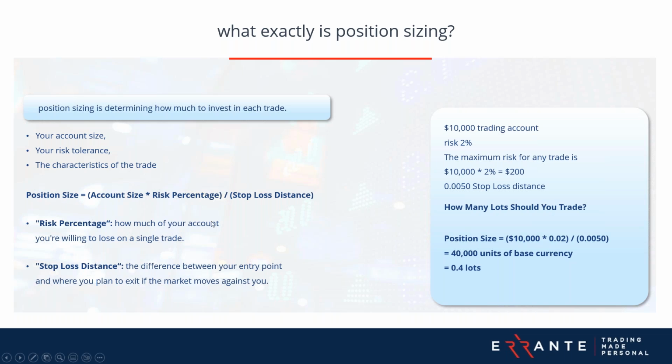As you see here, when we plug in all the numbers in the formula, we get the answer of 40K, or 40,000 units of base currency. It depends on the pair we are trading. For example, if it's EUR/USD, it means 40K euros. Or if it's, for example, GBP/USD, it's 40K sterling pounds. In other terms, you can divide this number by 100K, so you will get the lot size, and in this case that is 0.4 lots.